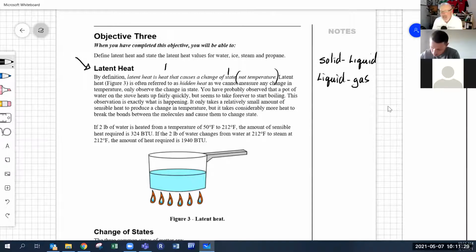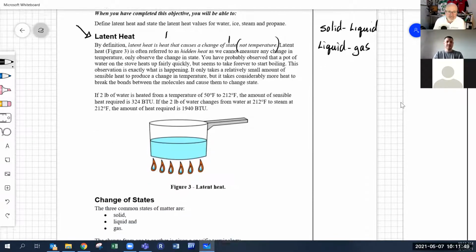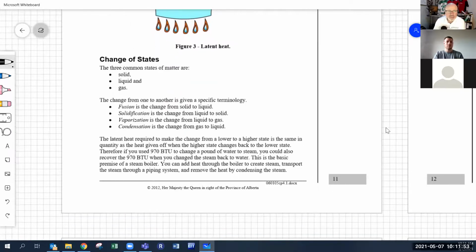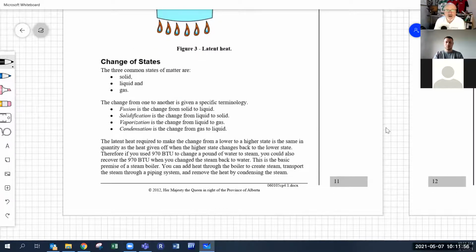When you add this so-called latent heat, it excites the molecules enough that they actually change state. So it's a certain amount of heat, a given number, for these changes of state. As we go down, we talk about the terminology for changes of state. So this is a solid, liquid, and a gas.